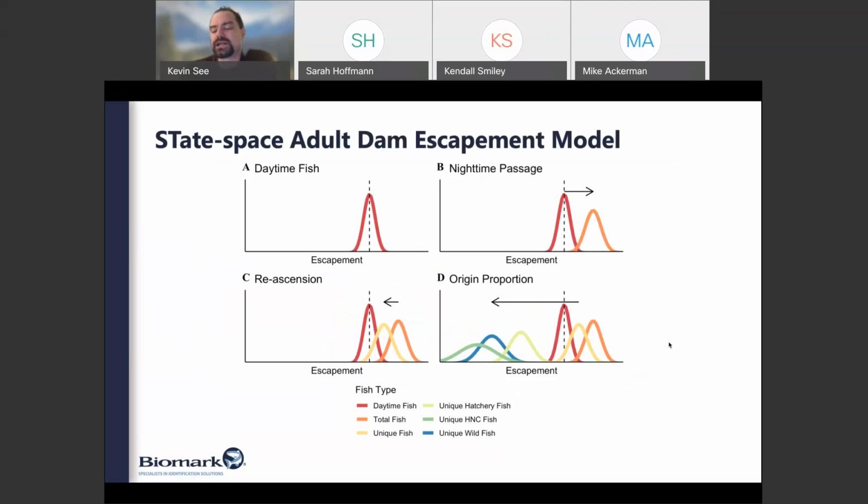We have run this model at Lower Granite for nearly a decade now. However, to date, we generally run it on an annual basis, so it's one year's worth of data going in every time. We run this on a weekly time step. So the window count certainly changes week to week. The nighttime passage rate is allowed to change week to week. Reascension rates and those proportions of different origins shift throughout the season.